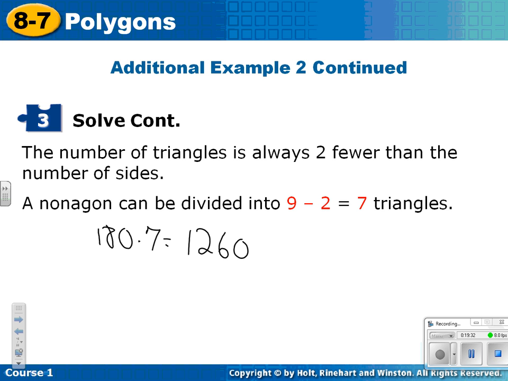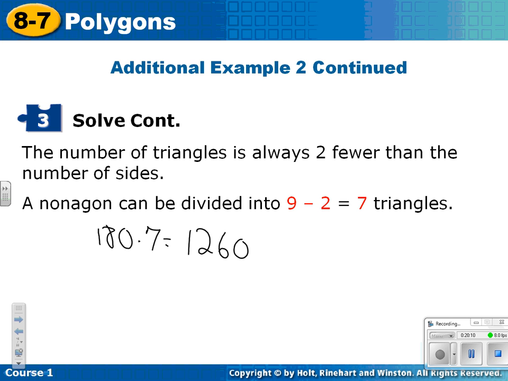I have a pile of 1,260 degrees. And how many angles do I have to separate that into, Lacey? Jonathan. How many sides do we have? How many angles do we have in this thing? 9 angles in this thing. It said at the very beginning of the problem, we have a 9-sided shape, which means that there's 9 angles.